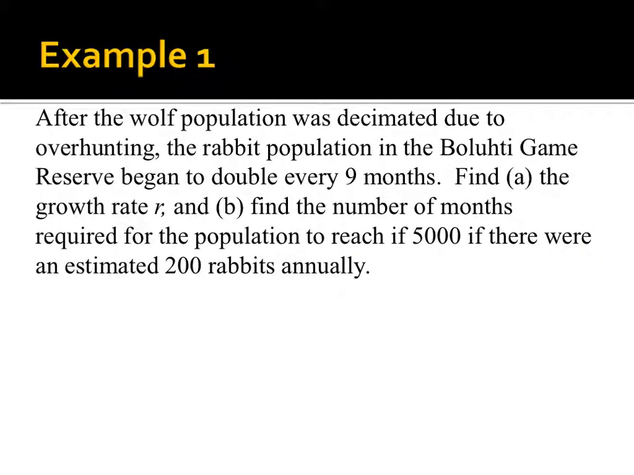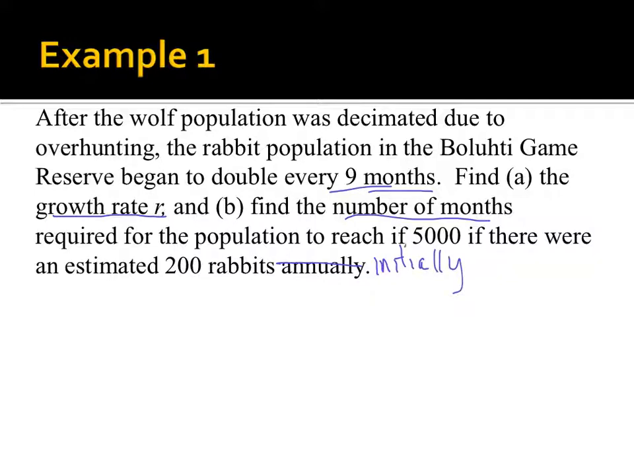Okay, so here's the first example. After the wolf population was decimated due to overhunting, the rabbit population in the Bolutu Game Reserve began to double every 9 months. Ooh, that's a lot. What we're asked to find is the growth rate R, and then the number of months required for the population to reach 5,000 if there were an estimated 200 rabbits at the beginning, initially. I think this word was supposed to be initially.